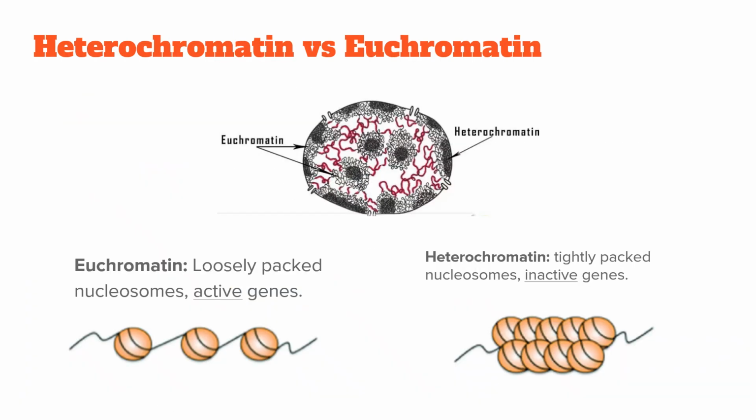Not all DNA is packaged the same way. Heterochromatin is tightly packed, and its genes are usually inactive. Euchromatin is loosely packed, leaving its genes accessible and active. This organization helps the cell regulate which genes are turned on or off.